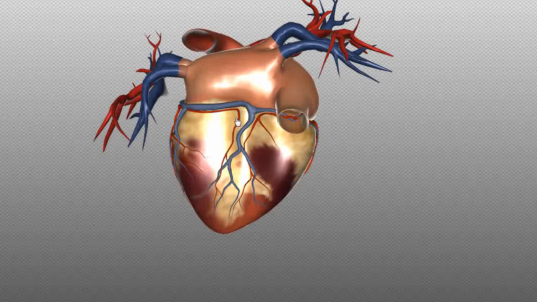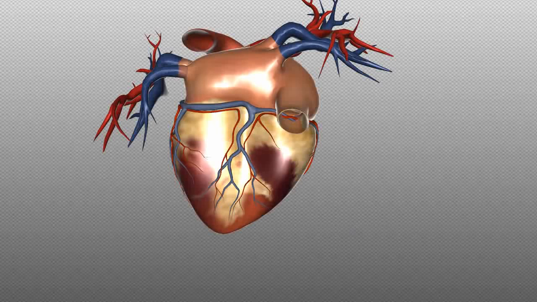arises from the circumflex artery, in which case they're left dominant. In the case of this model, you can see both arteries run in equal length, so this would be a case of codominance. So there's an equal supply from the right and the left coronary arteries to the posterior surface of the heart.